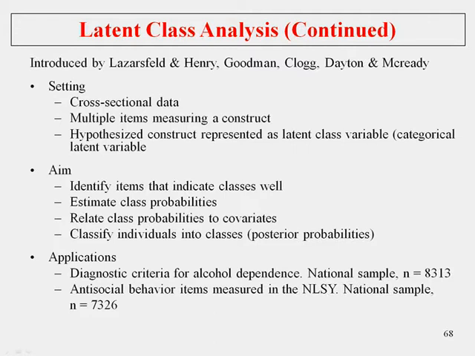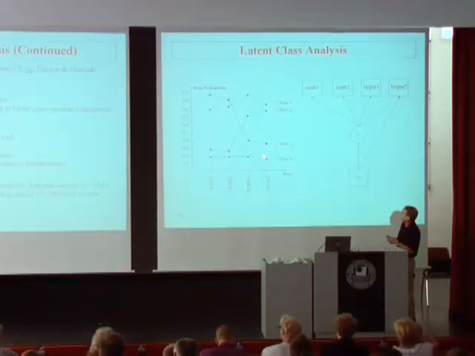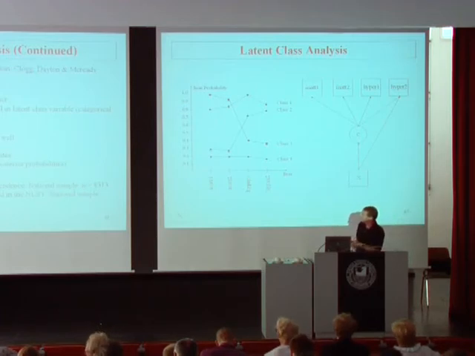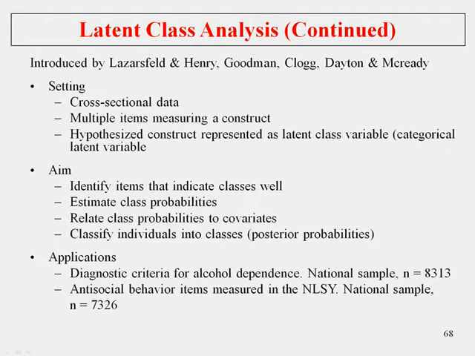So by that I mean that for this item, you have a big discrepancy in probability between classes 3 and 4 on the one hand and classes 1 and 2. So there's a big jump here. So it discriminates between those two sets of classes. The probabilities are not the same across the classes. That's an item that works well. You want to estimate the class probabilities that we talk about, and you want to relate class probabilities to covariates, which was this arrow here. And then once you've done that, you want to classify individuals into classes.